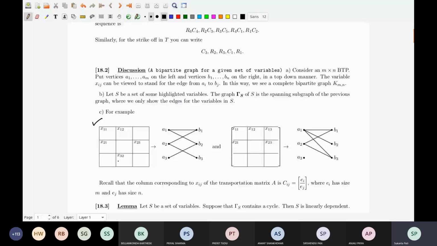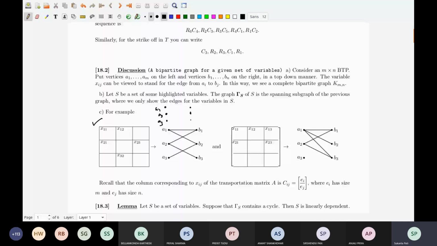Now this is a 3x3 transportation array. Normally a transportation array is m by n. So what you do is you put 3 vertices, call them a1, a2, a3, and 3 vertices here, call them b1, b2, b3.